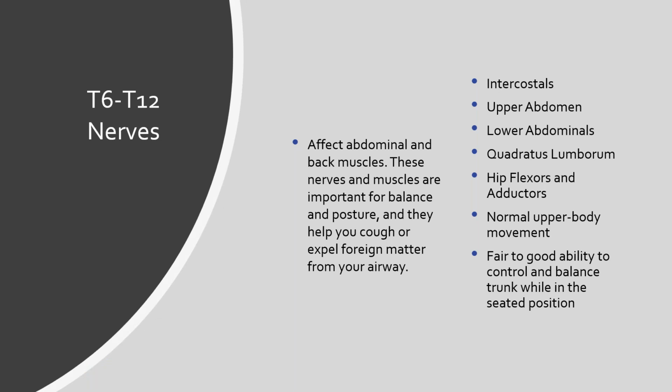T6 through T12 affect the abdominals as well as the lower back muscles. Nerves and muscles are important for balance and posture. These are the intercostals, your upper and lower abdominals, your quadratus lumborum, hip flexors and adductors, but you will have normal upper body movement and control and fair to good trunk stability.